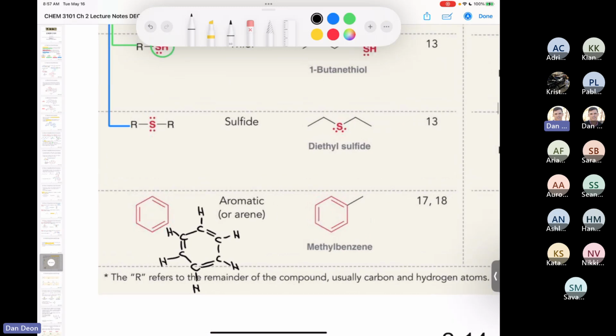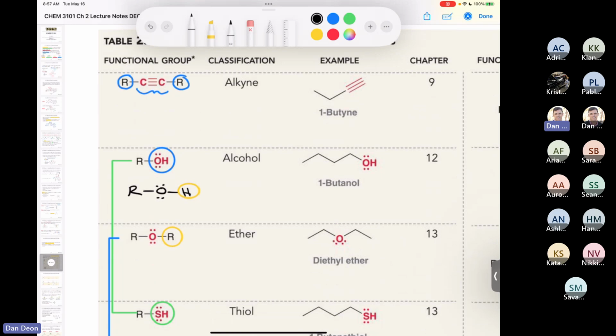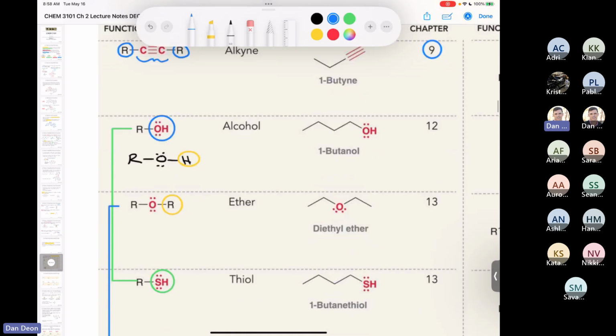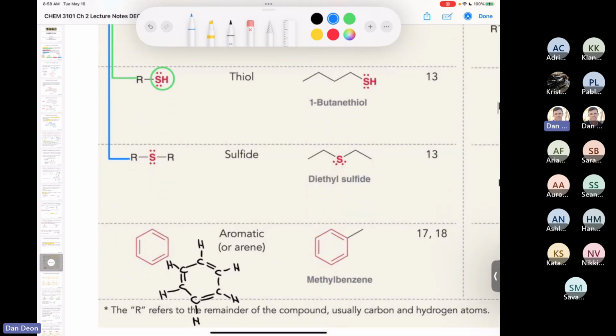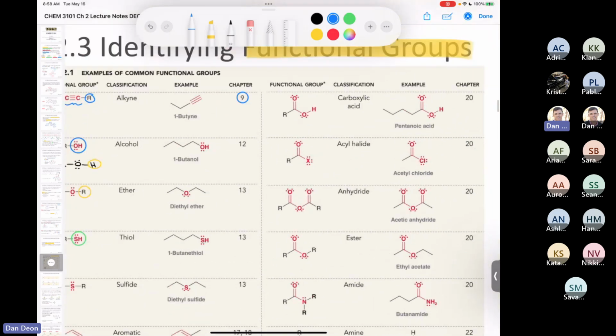If you look at what chapter these are covered in, you see that in this class you're currently enrolled in, you're going to cover alkyne chemistry in detail, but the chemistry of alcohols, ethers, thiols, sulfides, and aromatics is not covered until organic chemistry two. However, you still need to be able to identify the functional groups in this class. All right, moving right along.